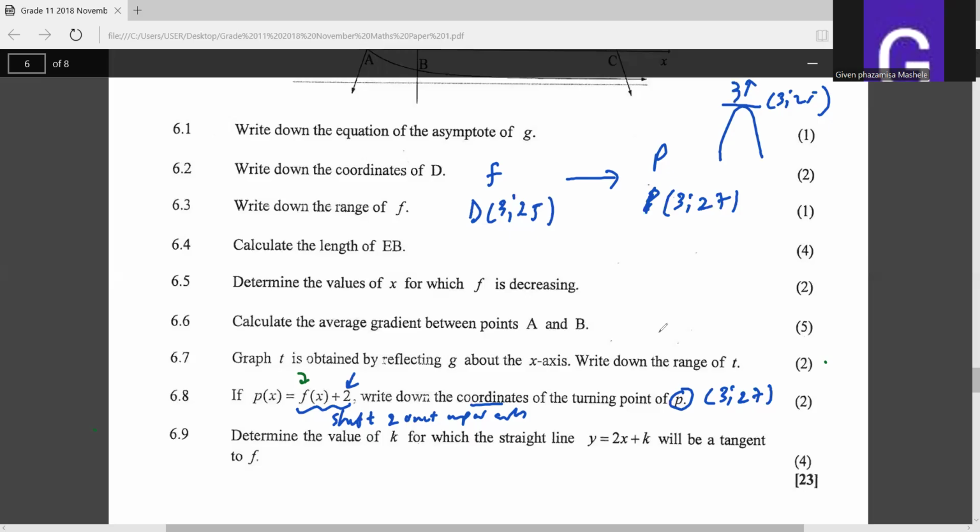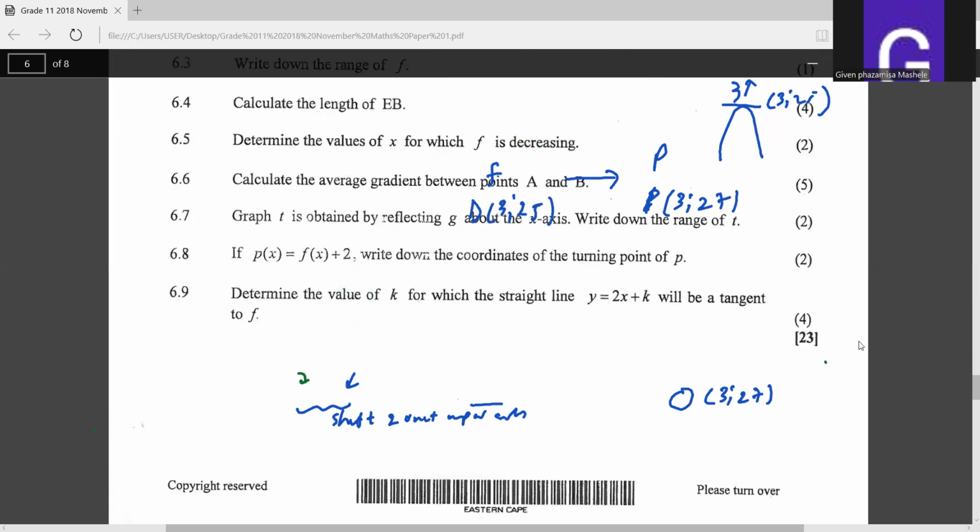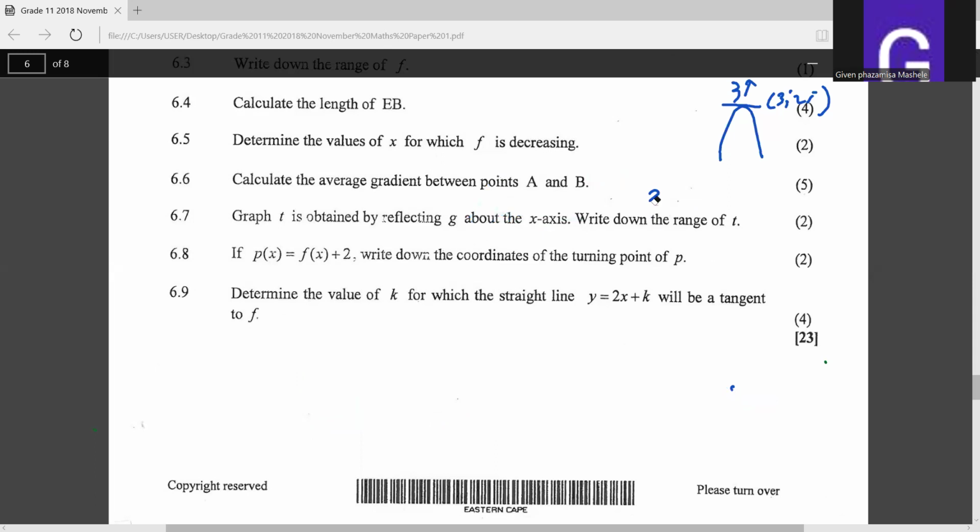Then the next question, it says, determine the value of K for which the straight line y equals 2x plus k will be a tangent to the curve of f. We want to know the value of k such that when we use y equals 2x plus k, it will be a tangent to the parabola.